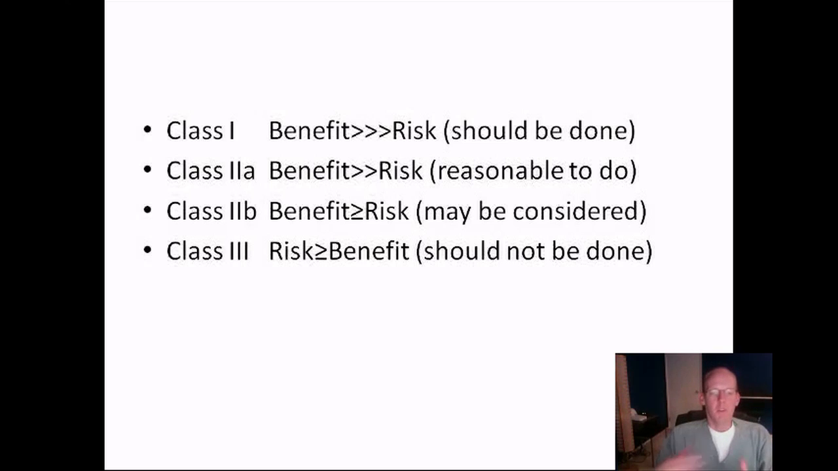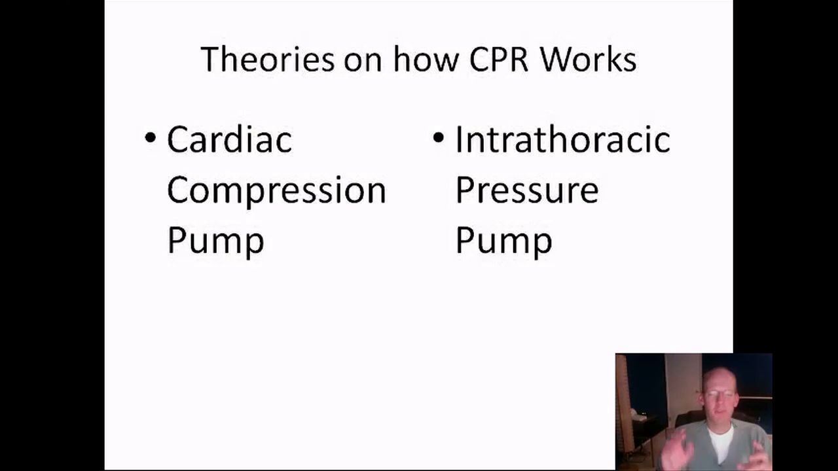So most things fall in the two areas. There are some clear Class 1 recommendations. Interesting to note, CPR and defibrillation are the Class 1 recommendations for cardiac arrest, as well as continuous CO2 monitoring. All the other drugs, everything else, falls in the 2B category. And some of the drugs that have been removed and some of the techniques in Class 3 obviously are no longer in the guidelines. So let's first talk about the theory of how CPR works.